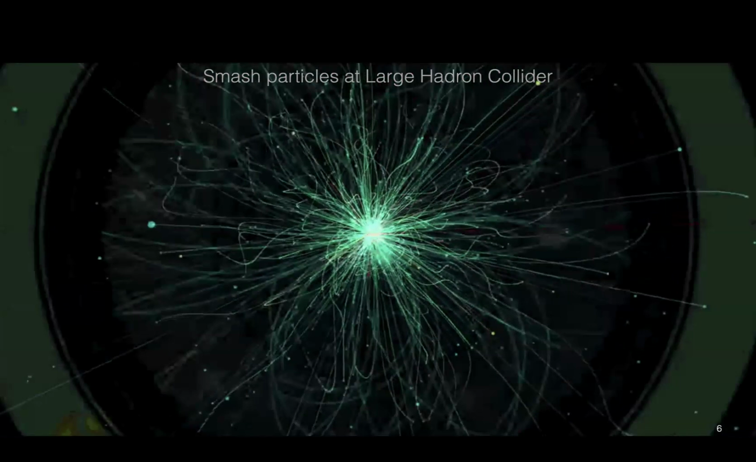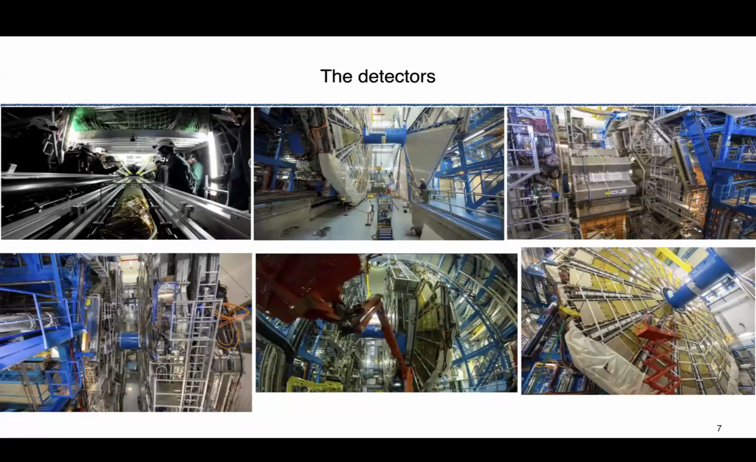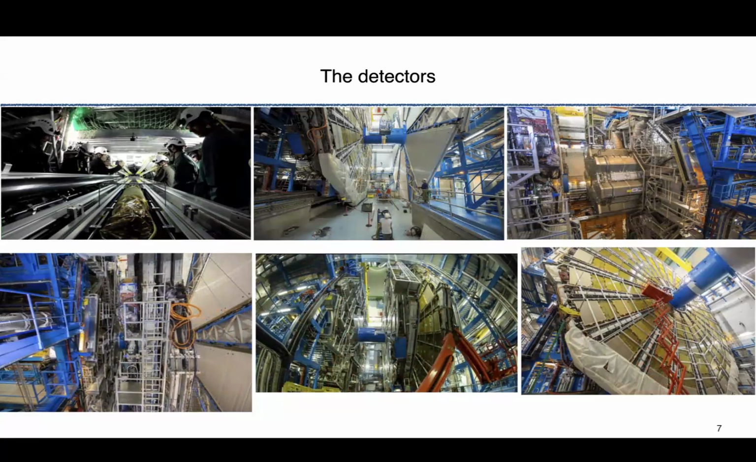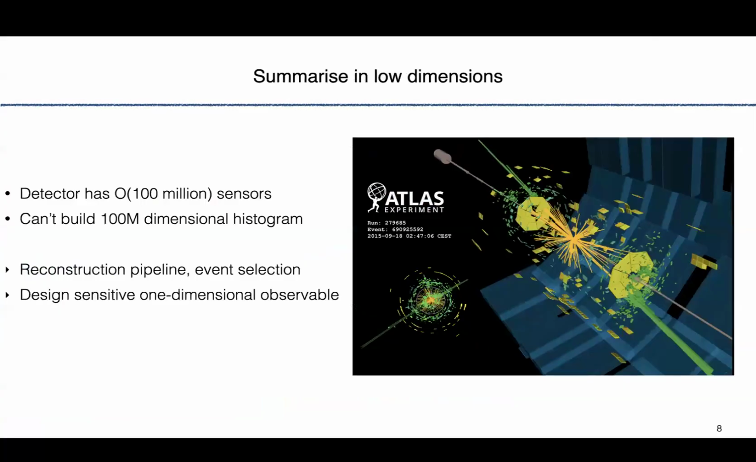We want to see what's exactly going on, so we have these gigantic detectors that we design. We have millions and millions of sensors in them. Each of them provides some independent information. So really, if you think about our raw data, the dimensionality is on the order of 100 million dimensions, right? So our image, if you think of it as an image, is 100 million dimensional.